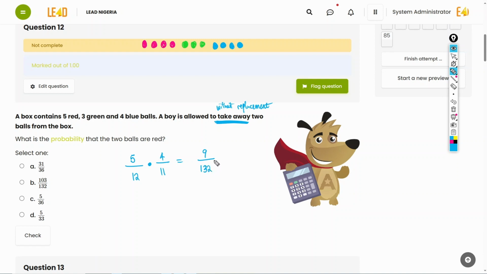Right? I think we can reduce this. Oh yes, we could have. Sorry, let me just do it here before I got here. So here 5 stays, and 4 over 12 reduces to 1 over 3, right? So the answer is 5 out of 33. So it's easier that way. 5 out of 33.